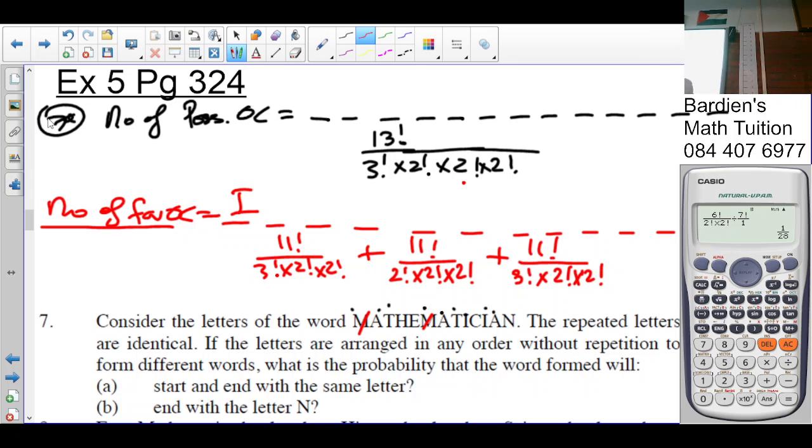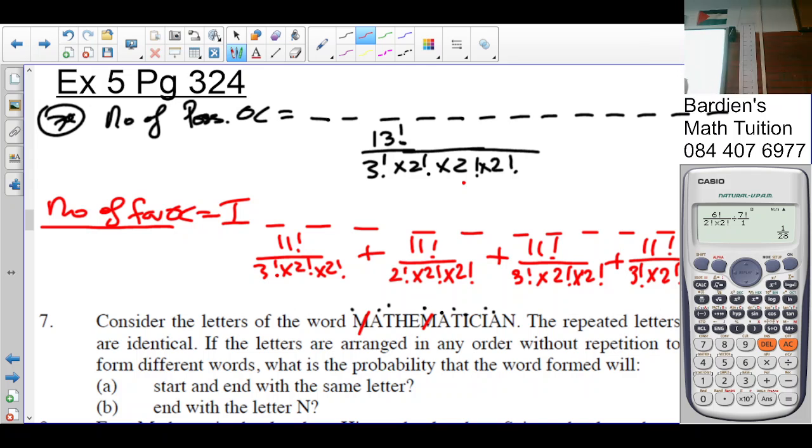Then you could start with the letter T and end with T. So what will this calculation be? 11 factorial over 3 factorial. How many T's are there? 2. So that's the last one: 3 factorial times 2 factorial times 2 factorial. So that's your favorable outcomes.